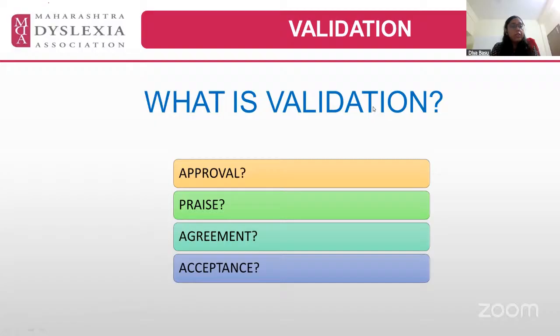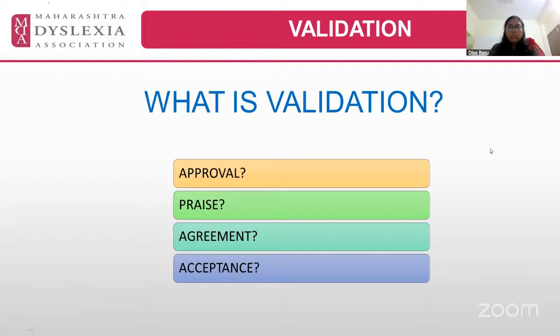Validation is about the other person's emotions, the person who is going through the situation, and not the third person who is giving their opinion about that. So keep this in mind because most of you have selected everything. Validation has nothing to do with approval, praise, or agreement. I may disagree with you, but I may yet validate your emotions. I don't have to agree with you to validate you.